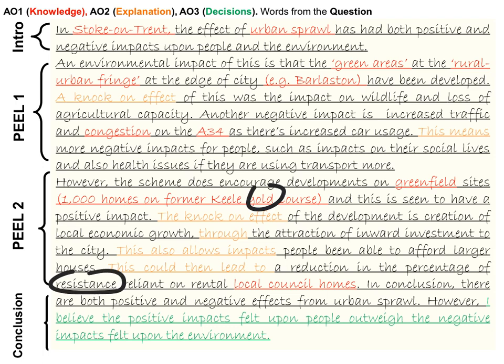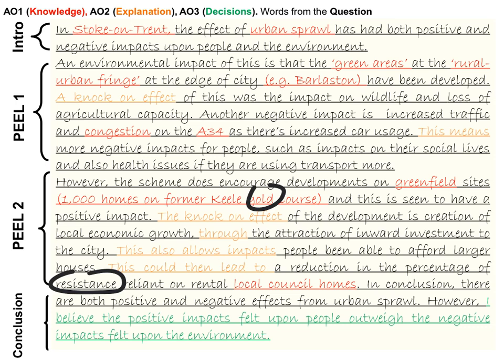This then leads to a reduction in the percentage of residents reliant on rental or local council houses. In conclusion, there are both positive and negative impacts from urban sprawl. However, I believe the positive impacts felt upon people outweigh the negative impacts felt on the environment. And again, if you want to do an even better answer than this, talk about short term, talk about long term.